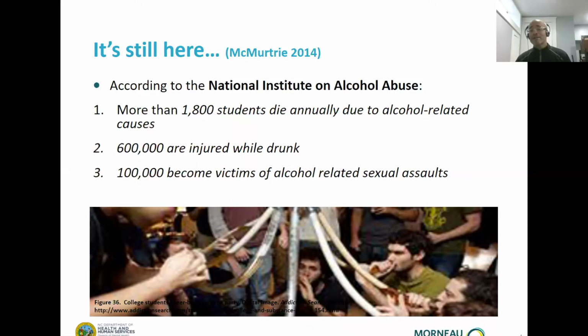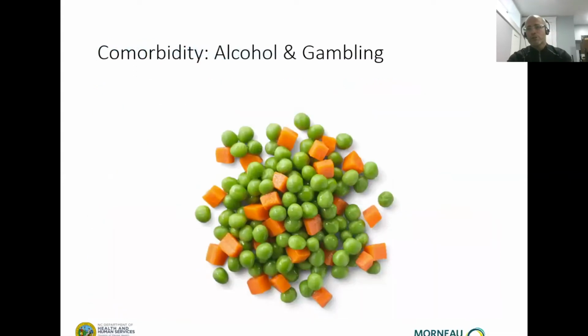I mean, I went to college in the mid 80s, right? Rush chairman, all that. But wow, it seems like there hasn't been a whole lot of movement as far as numbers go. The National Institute on Alcohol Abuse says that more than 1,800 students die annually due to alcohol-related causes, 600,000 are injured while drunk, and 100,000 become victims of alcohol-related sexual assault. So I thought this was relevant, so I stole this over from our SBIRT 3 training.